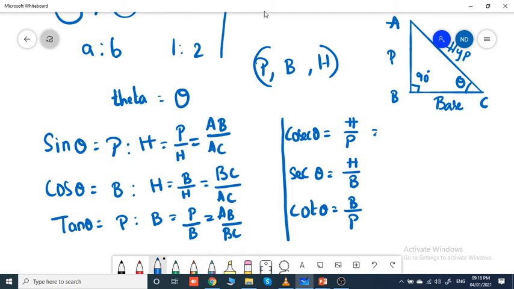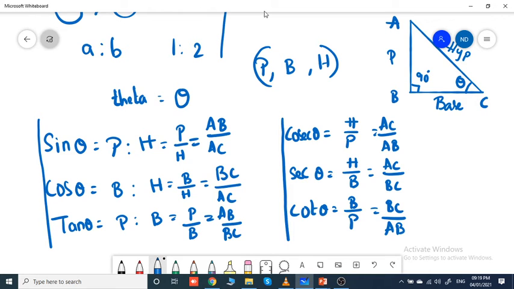Next one, H means, I think you know, this is the reciprocal of this. That's why we just have to reverse that. It will come AC by AB. Secant is reciprocal to this. That means you should just reverse it. AC by BC. Next one is tan theta, just reciprocal to it. Just reverse it. BC by AB. So these are the 6 trigonometric ratios.